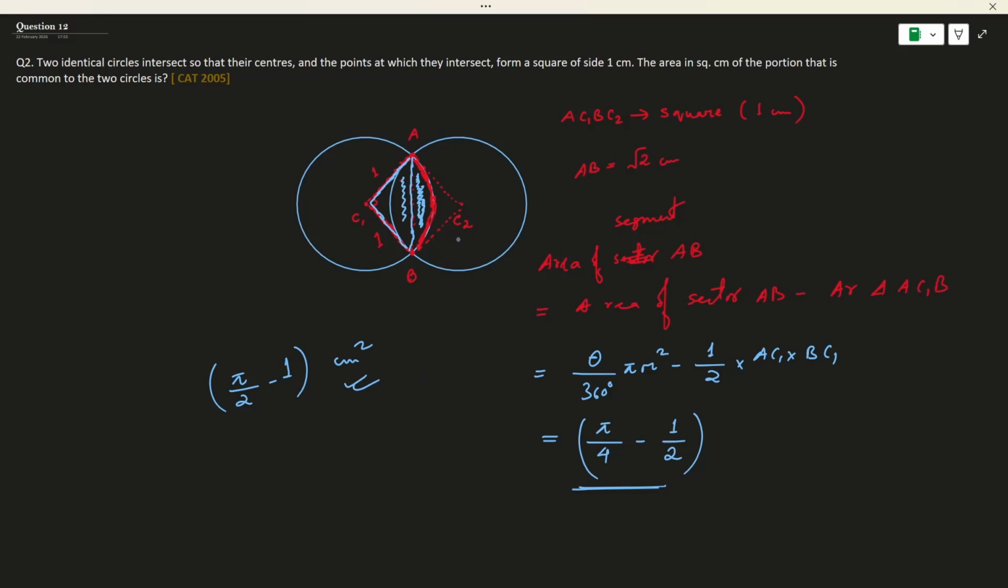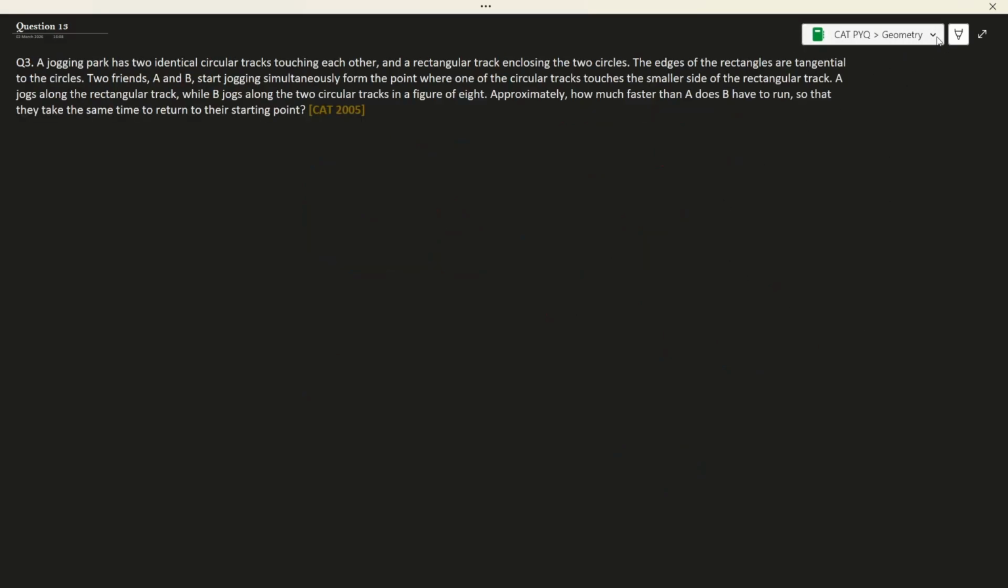Okay, if you can visualize the diagram, then it becomes very easy. Okay, not a difficult one. Let's move on to the next question, guys. Question 13.